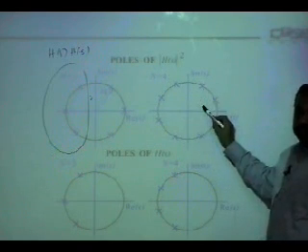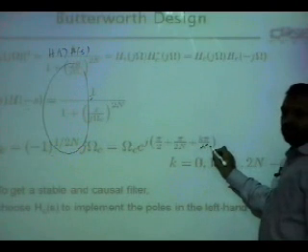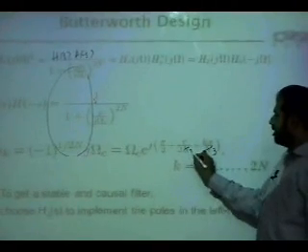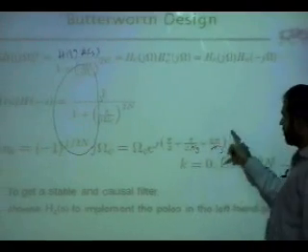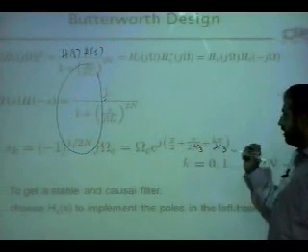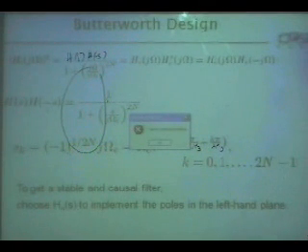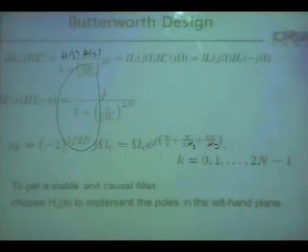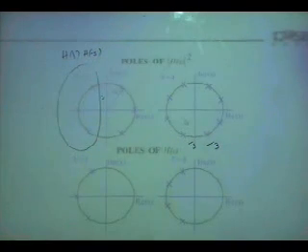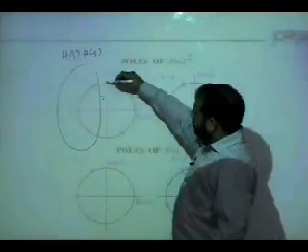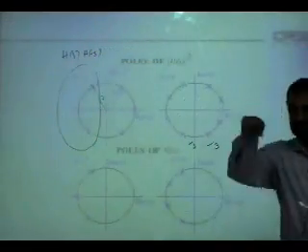And how do you compute this? It's simple, go to this formula, and put n is equal to 3, k is equal to 0. K is equal to 0 means the first root, I am plotting the first root. It is pi by 2 plus pi by 6. So pi by 2 plus pi by 6 is the place. This is where you plot the first one.